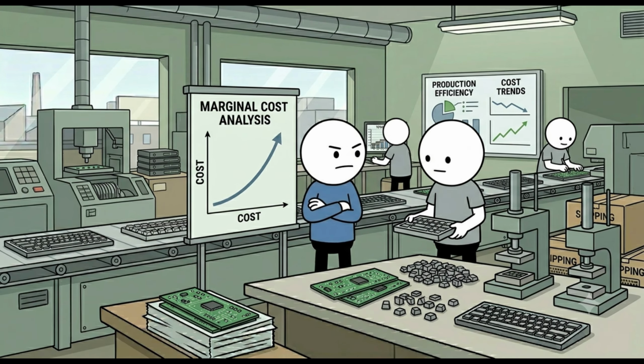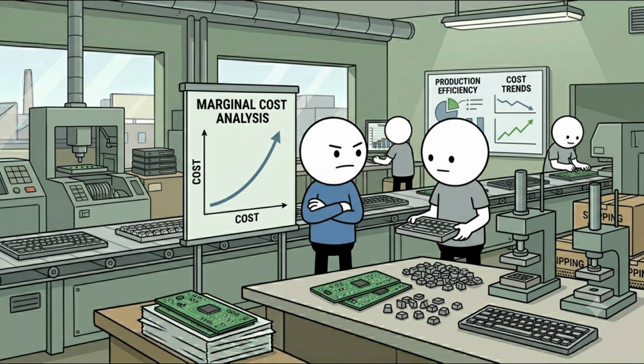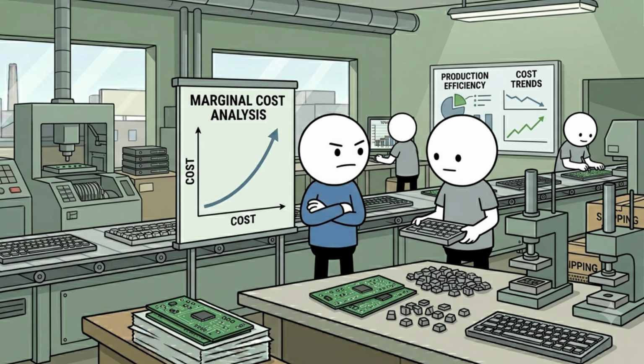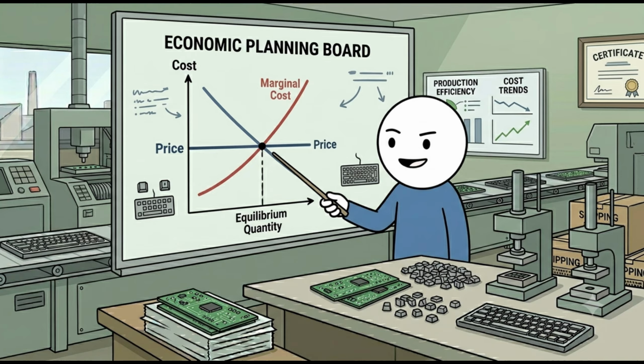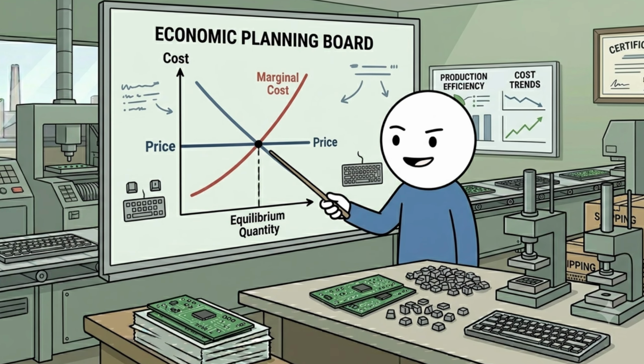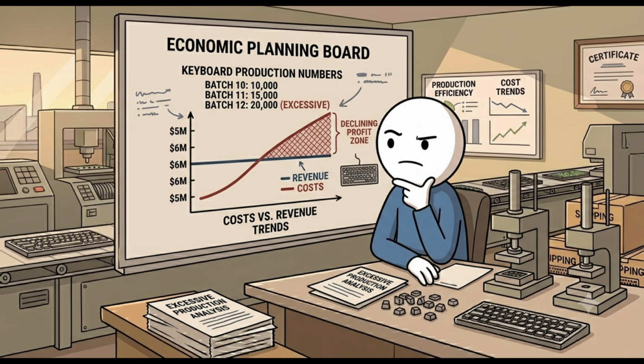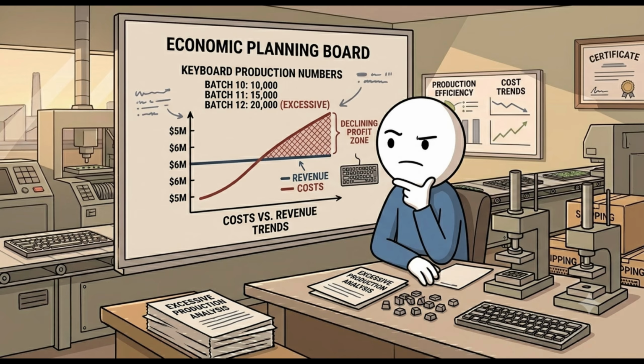If John produces more than this, the cost of the last keyboard will be higher than the money he gets for it, and his profit will shrink. If he produces less, he is leaving money on the table. By following this rule, John ensures that he is operating at the most logically sound point for his business, regardless of what his competitors are doing.